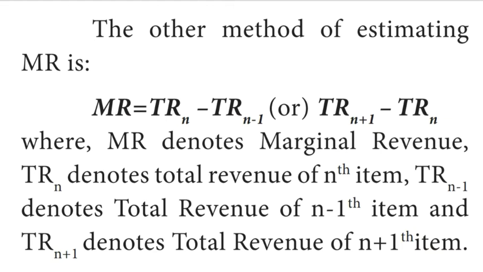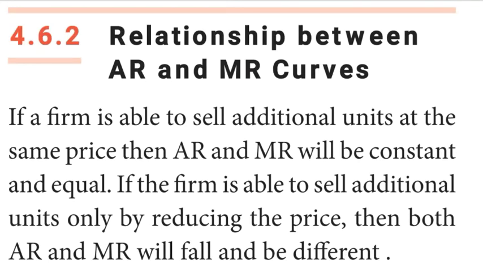Here MR denotes marginal revenue, TRn denotes total revenue of the nth item, TRn-1 denotes total revenue of the n-1th item, and TRn+1 denotes total revenue of the n+1th item. Thirdly, we will discuss the relationship between AR and MR curves.